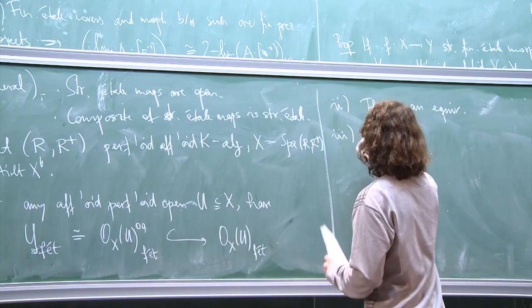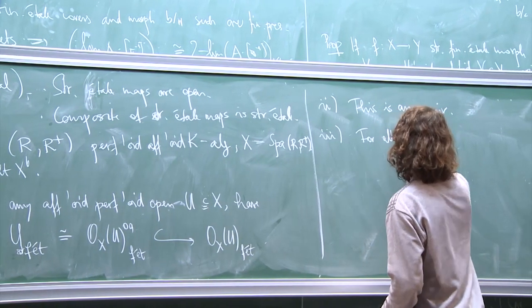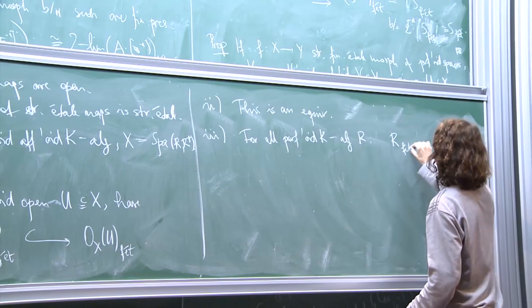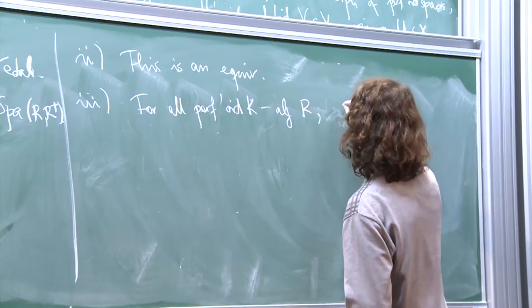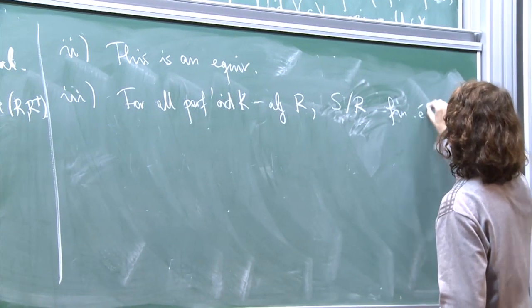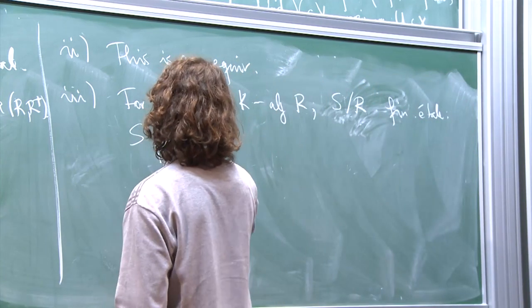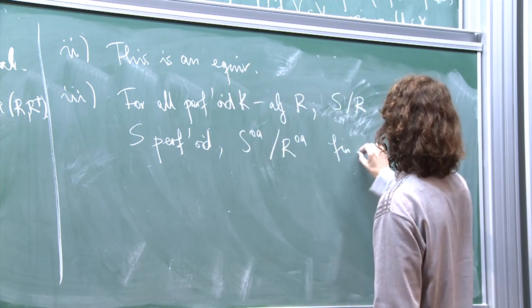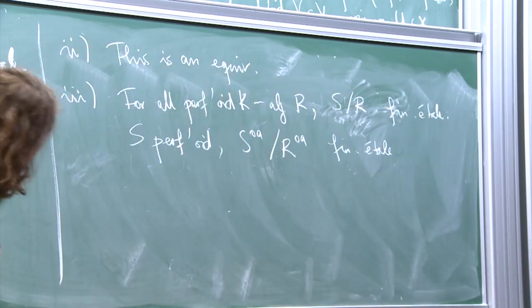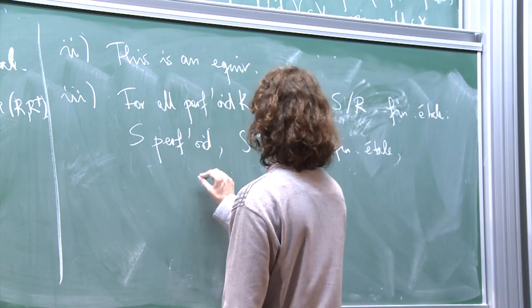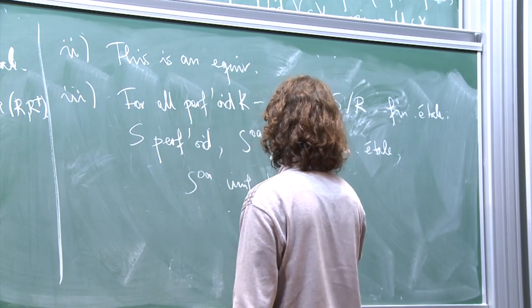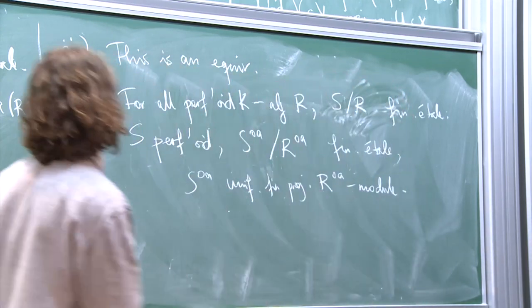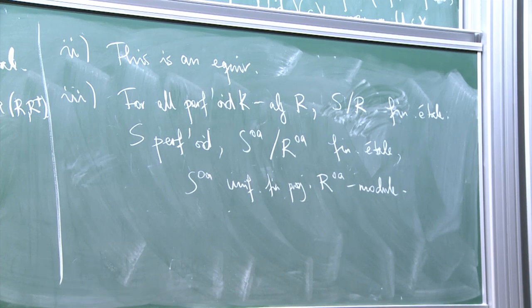And somehow then, collecting this, this means that for all perfectoid K-algebras R, we have that finite étale R-algebras really. So I should say this differently. Any S over R, which is finite étale, we know that first of all S is again perfectoid. On the almost integral level, it's still finite étale. And the technical statement is that, in fact, it's a uniformly finite projective R^∘a-module. So this is really the generalization of Faltings' almost purity.